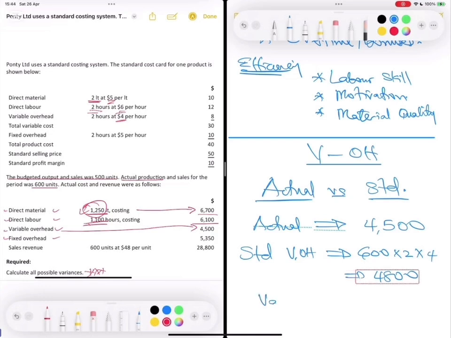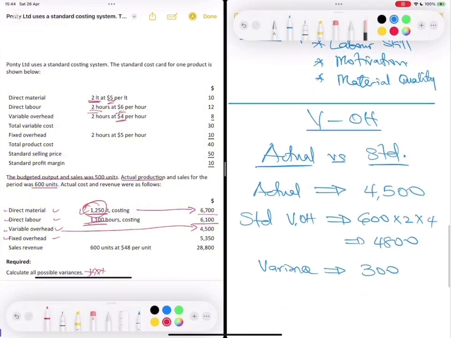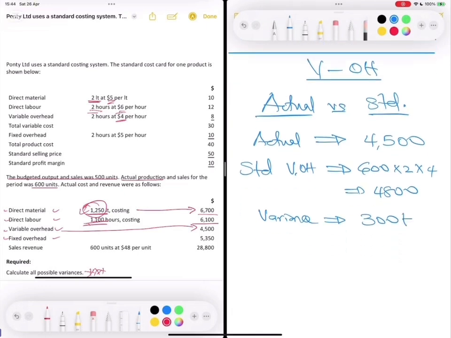So our variance will be equal to 300. Favorable or adverse? Favorable, because the actual is less than what it should have been at an activity level of 600 units. So always, when you are going standard, make sure that you are using your units to break it down. Activity level is your units, number of units.